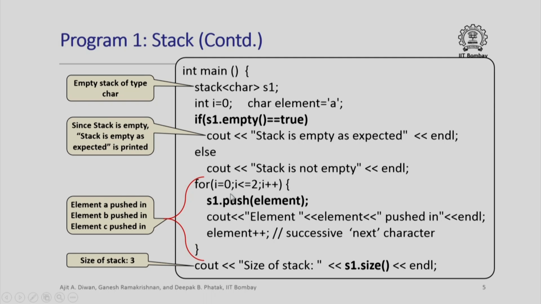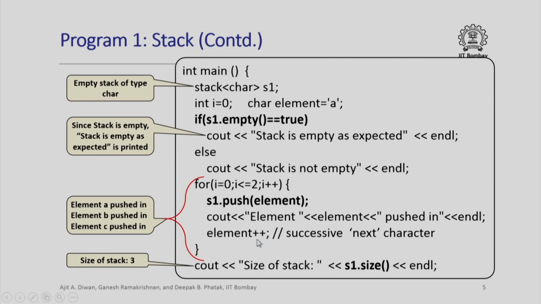Now, what we are doing is we are setting up an iteration for I equal to 0 to less than or equal to 2. 0, 1 and 2 will be the 3 values of I. Notice what is happening in each iteration. I am saying S1 dot push element. Since the initial value of element is a, a will be pushed here. The element which is pushed will be printed out. Next, I say element plus plus.